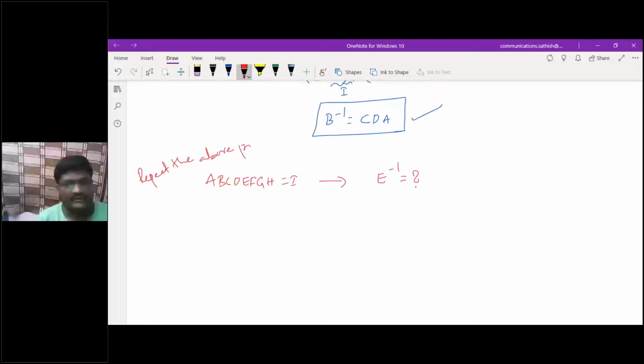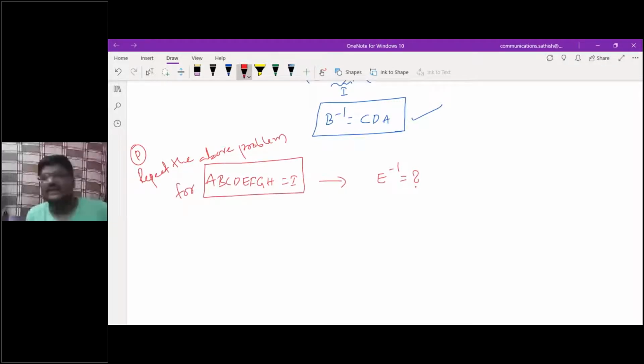This is the question. This is the next question now. Repeat the above problem for this. Can you give me the answer for this, E inverse? Yes. How do I have to solve this one?